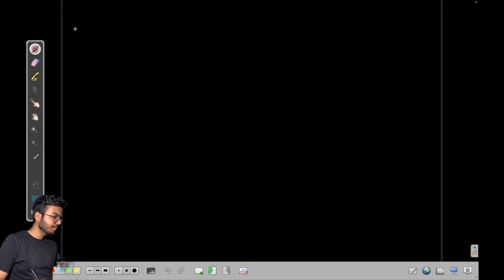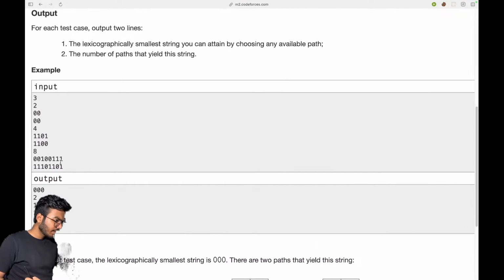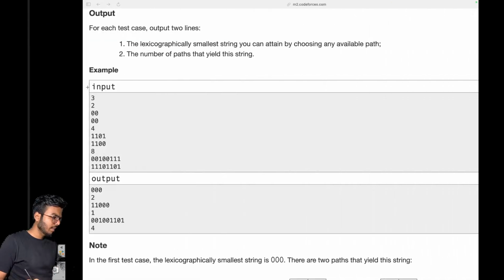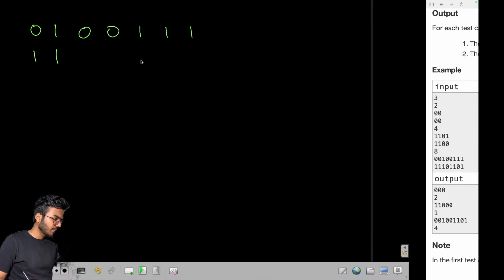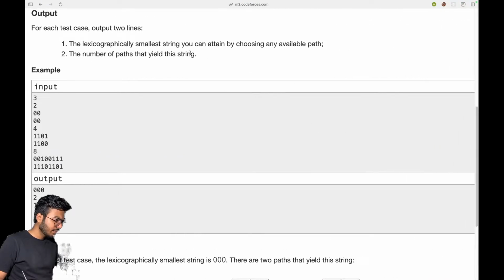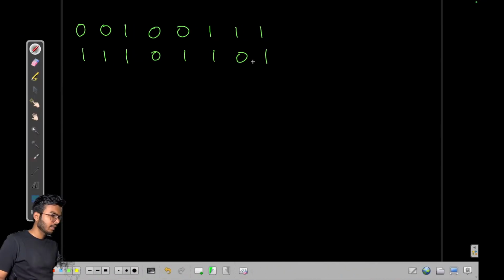0 0 1 0 0, so you have 0 0 1 0 0 and 1 1 1 1 1 1 0 1 1 0 1 0 1 0 1. Okay, so if I am at a 0, I will definitely prefer to go this way. Can I do this in reverse order? Even if I do this in reverse order, the answer should remain the same. So clearly for this one, the answer is simply this.